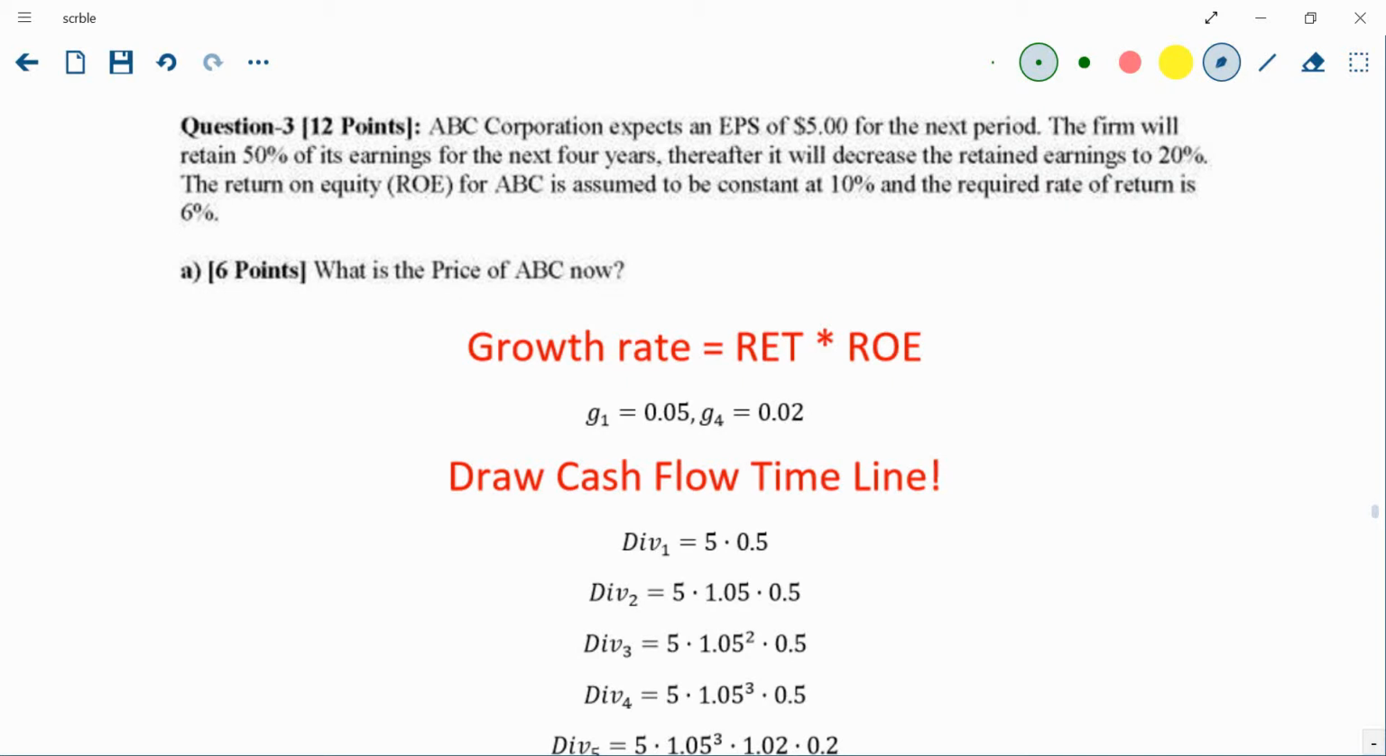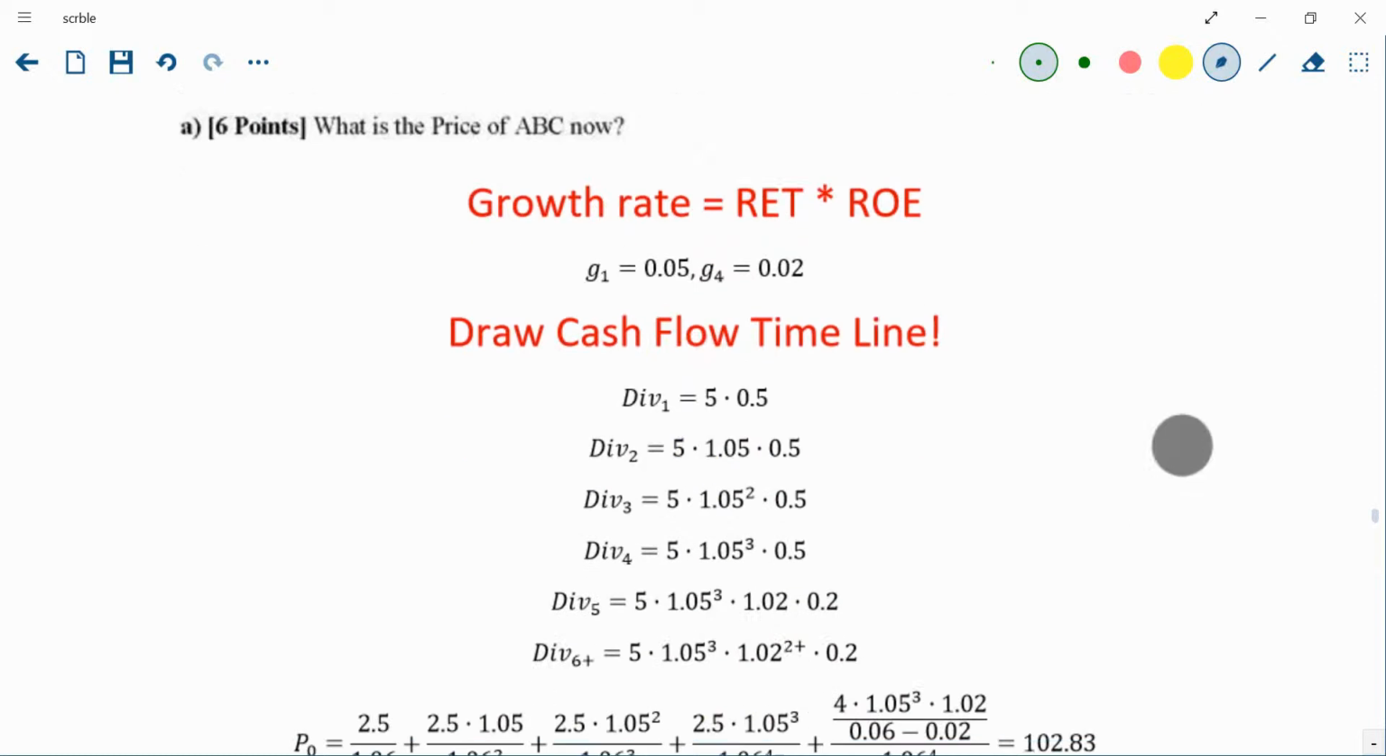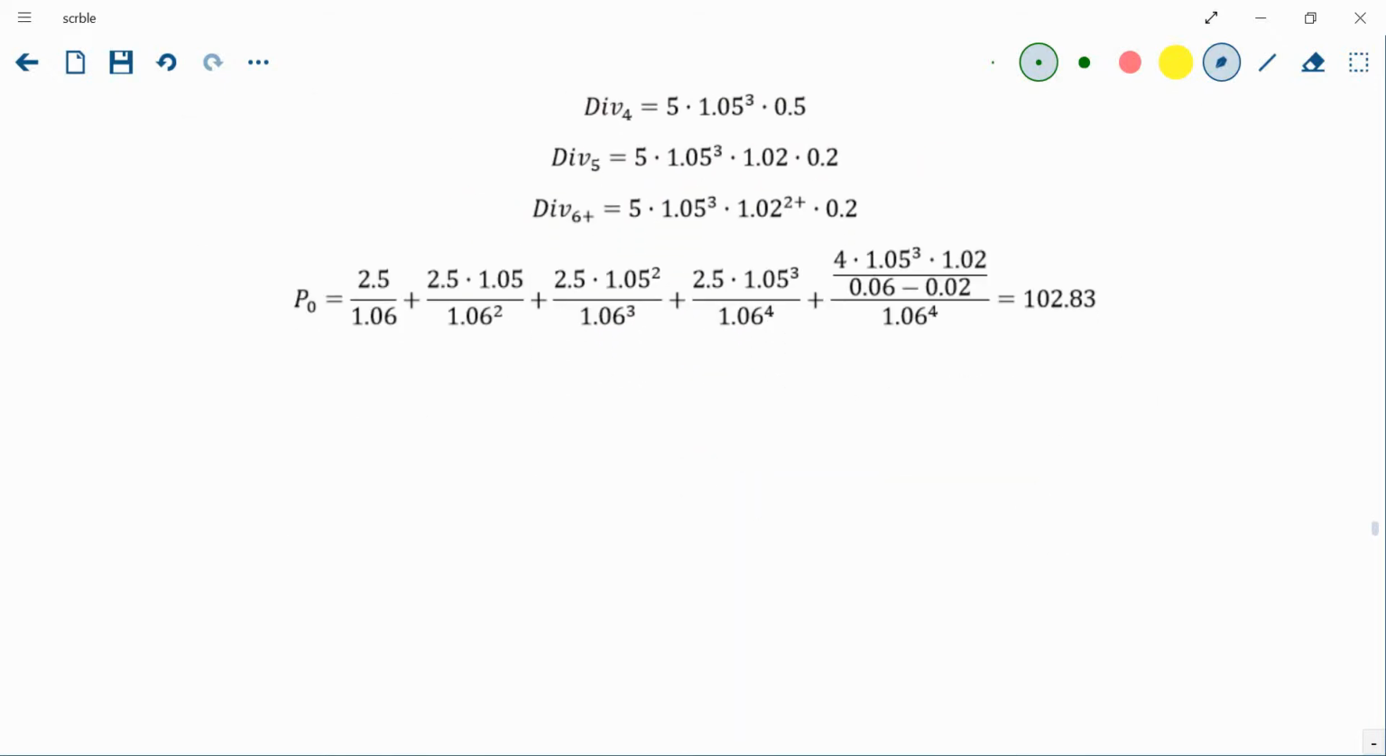In this question, we are given the earnings per share and the dividend payout ratio and so on, and we are asked to find the price. So there is no uncertainty here, so we will be using the discounted dividend model. The first thing to do is to find all the dividends. I would recommend always drawing a timeline.